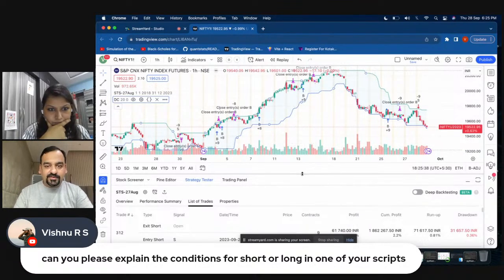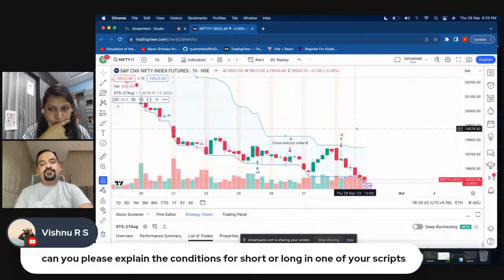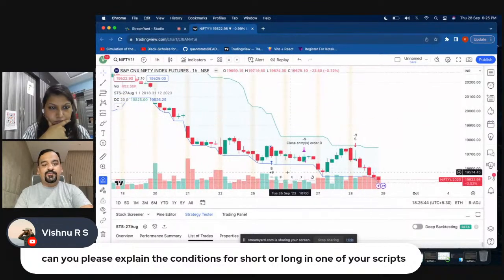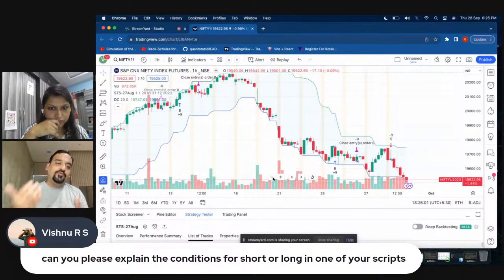I'll expand on this now a little more. I'll zoom. So what this rule is, along with the 200-hour moving average we use as a trend filter: when close is below the 200 MA, that is the first signal for where we can take a short. Along with that, we look for one more confirmation with Donchian.